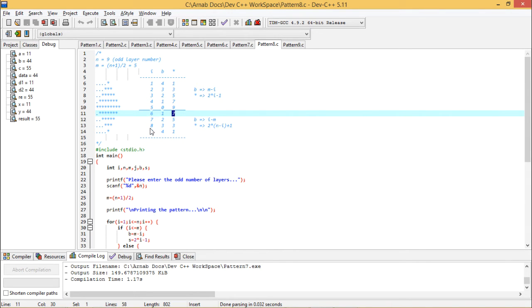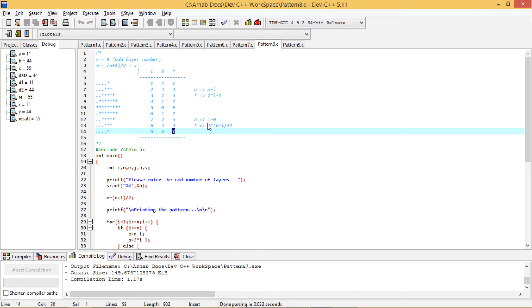I is increasing by 1 and star is decreasing by 2. So the difference value must be multiplied by 2 to reflect this type of change. So 9 minus 7, that is 2. 2 into 2 plus 1, that is 5. 9 minus 8, that is 1. 2 into 1 plus 1, that is 3. 9 minus 9 is 0. 2 into 0 plus 1, that is 1.